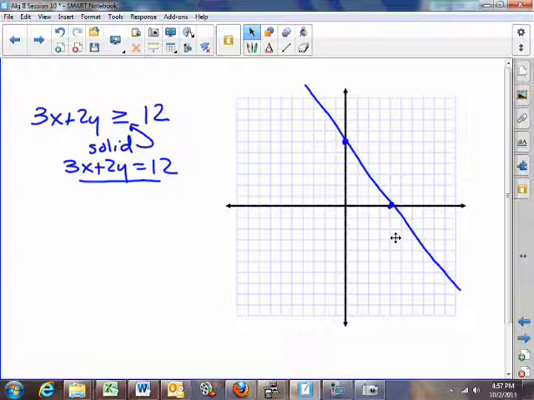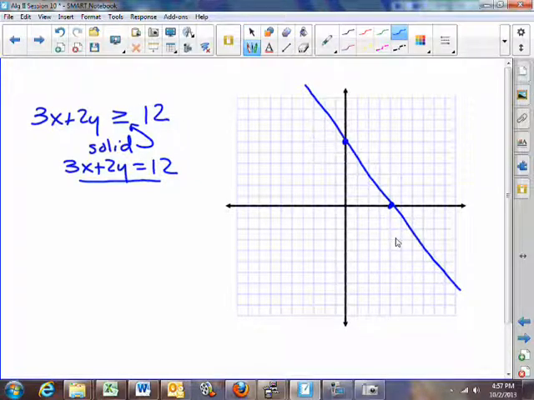So, what you do is you say, all right, it's one side or the other. Let's pick a point that's not on the line. Usually, when it's available, we like to pick 0, 0. Put in 0 for x and 0 for y. Now, if that makes the inequality true, that point is on the side of the line you want to shade. If it doesn't, then you want to shade the other side.